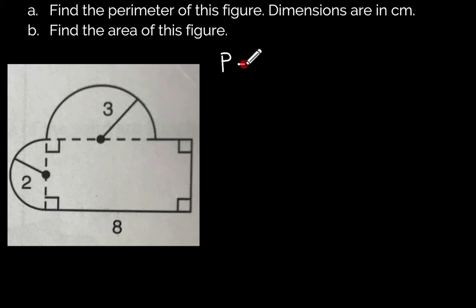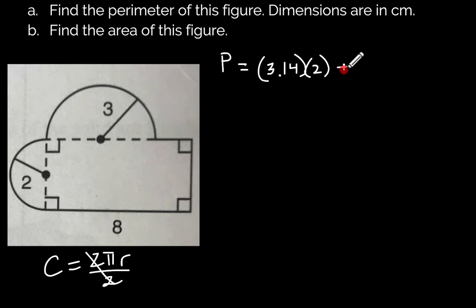Perimeter equals, we have, remember the formula for perimeter, 2 pi, not for perimeter, for circumference of a circle. Circumference equals 2 pi r, but we're doing half of a circle. So it's just going to be pi times the radius. So let's do those first. So we have pi, 3.14, times 2, plus 3.14 times 3, and then we need to get the sides, the flat sides.